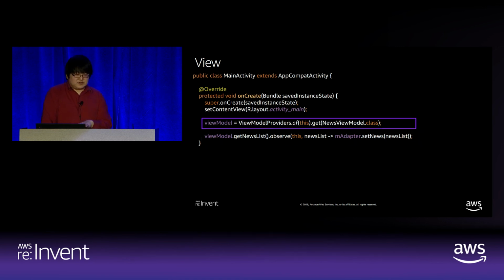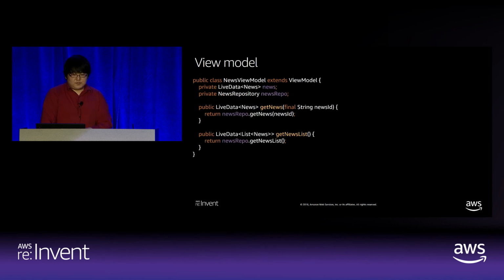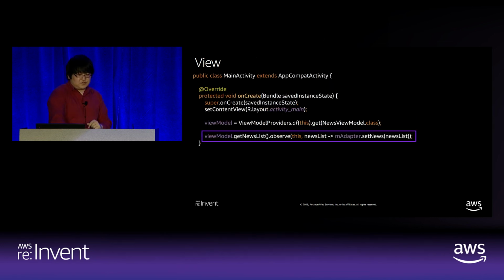The view model itself was basically from here. Then you call get news list for your specific method, and then you'll be observing for that. Same UI code will be used for your cache information as well as your network information.